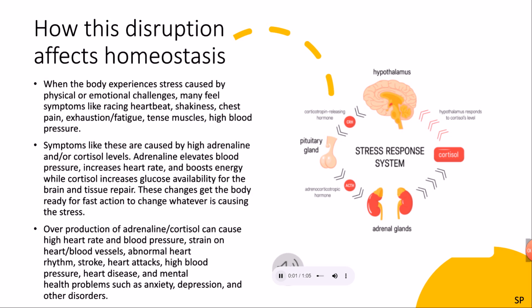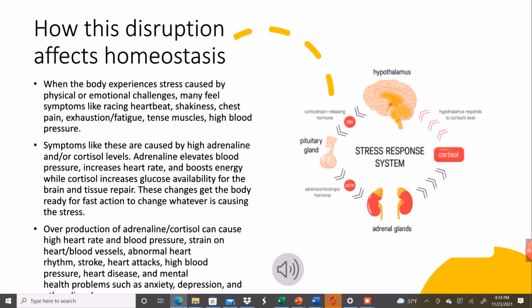The disruption of homeostasis in this situation caused symptoms such as shakiness, racing heartbeat, chest pain, exhaustion or fatigue, tense muscles, and high blood pressure. Symptoms like these are caused by high adrenaline and or cortisol levels. Adrenaline is what elevates blood pressure, increases heart rate, and boosts energy, while cortisol increases glucose availability for the brain and tissue repair. These changes get the body ready for fast action to change whatever is causing the stress.